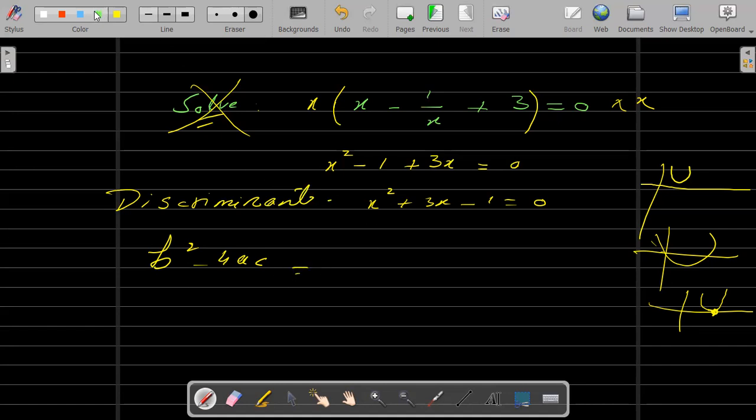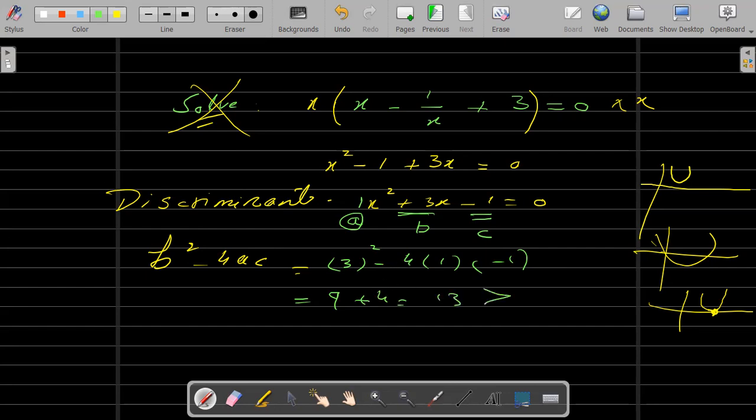So a, b, c. What is a here? Coefficient of x square is a, that is, this is 1. Then coefficient of x is b. If this is minus, you have to take minus. As you know, this is c, that is, c is minus 1. So apply here b square minus 4ac. What is c here? Minus 1. Then you have to find the answer.